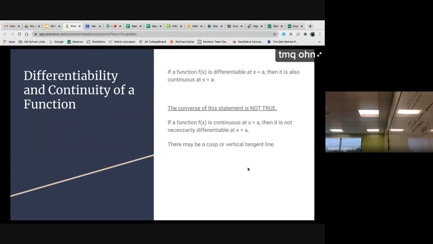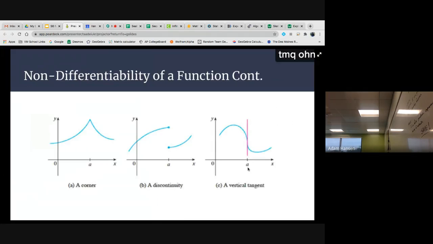You can have a vertical tangent line or a cusp, those reasons that are posted right there. Look back at this picture. On these two images on the left and the right, the function is continuous at a. Is it differentiable at those two points? No. Just because it's continuous does not mean it's differentiable. However, if it is differentiable, I do also know it's continuous at that point.